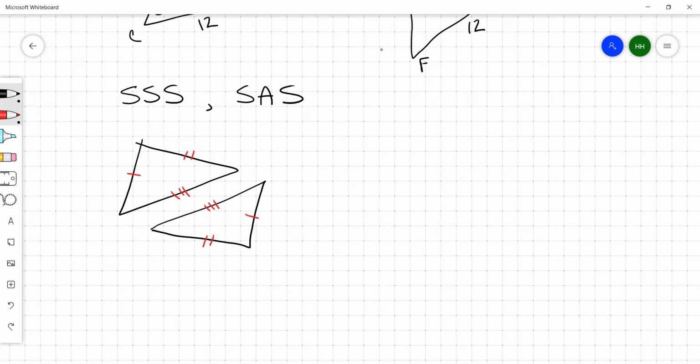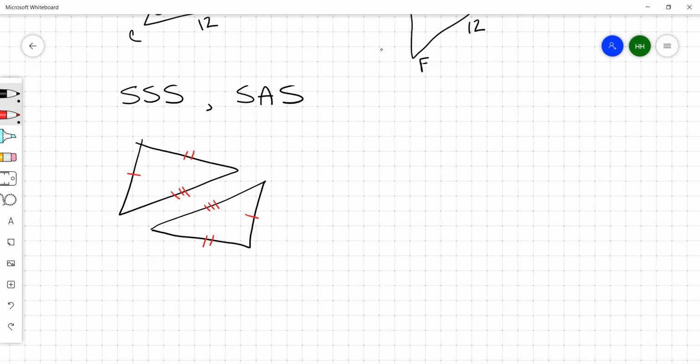Are these two triangles congruent? If so, which postulate proves their congruence? Are they congruent? Yes. Why? By what rule?